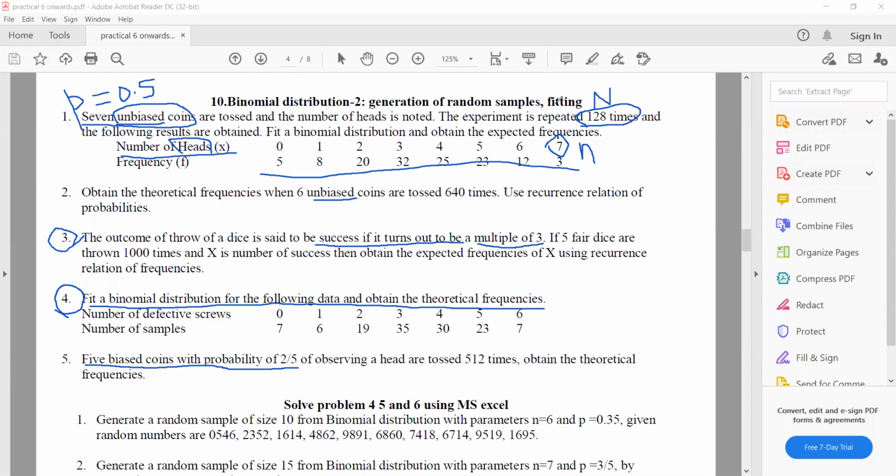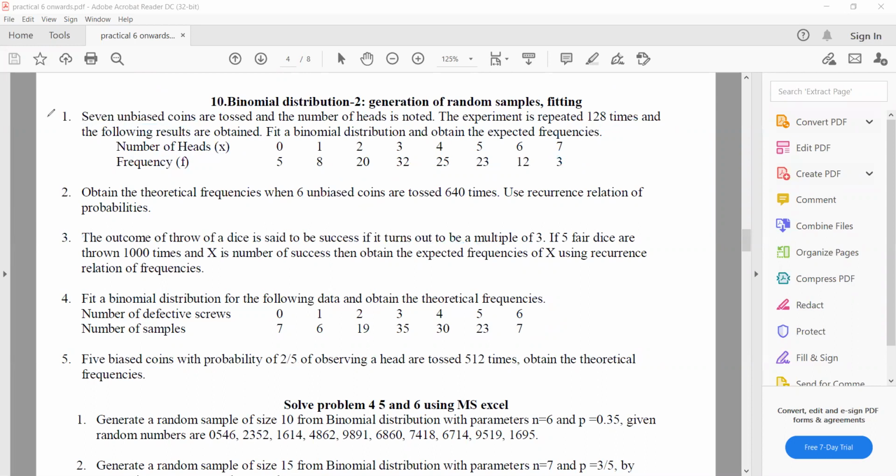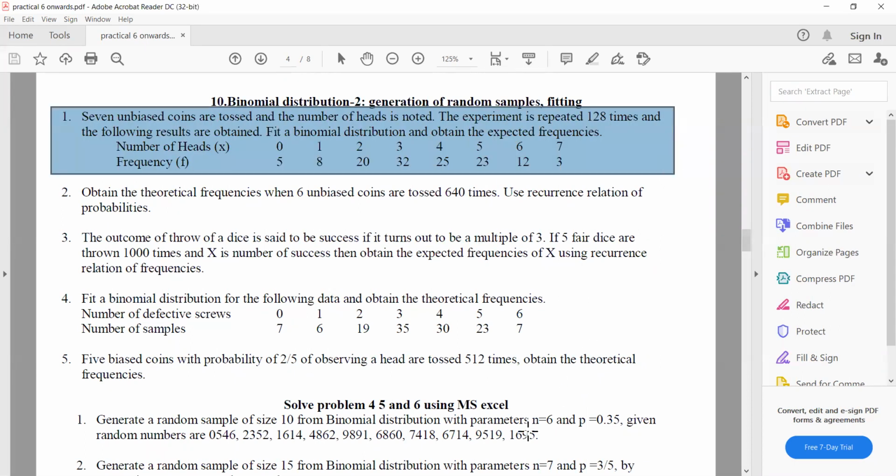So we'll take the first problem. 7 coins are tossed 128 times. Obtain the theoretical distribution. Okay, so fitting is very simple. The procedure is: write x, compute probabilities for all x, and multiply each by n to find the theoretical frequencies. So first, let us write the given distribution. x: 0 1 2 3 4 5 6.